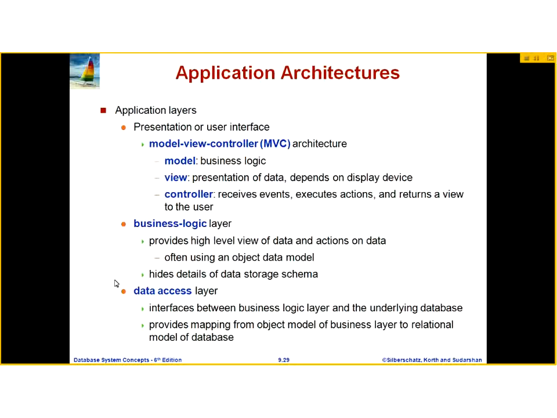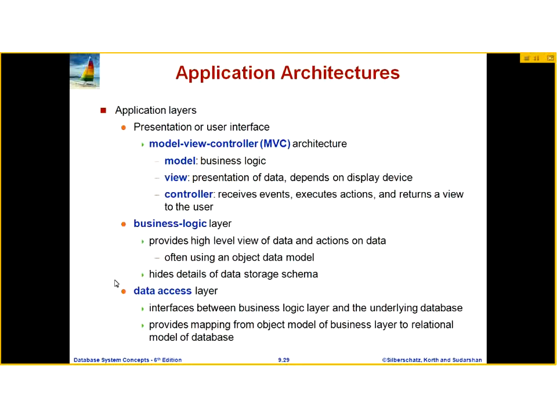Now the application architecture. If we talk about application layers, first of all there is the presentation or user interface, then the business logic layer, then the data access layer. The user interface contains the model view controller architecture, called MVC, which has a view, a model, and a controller. The controller receives events and executes actions. The view is concerned with the presentation of data, which depends on the physical display device you are using. And the model represents the business logic.